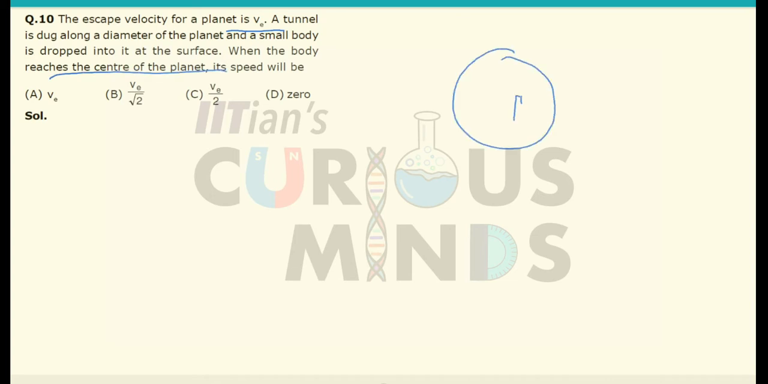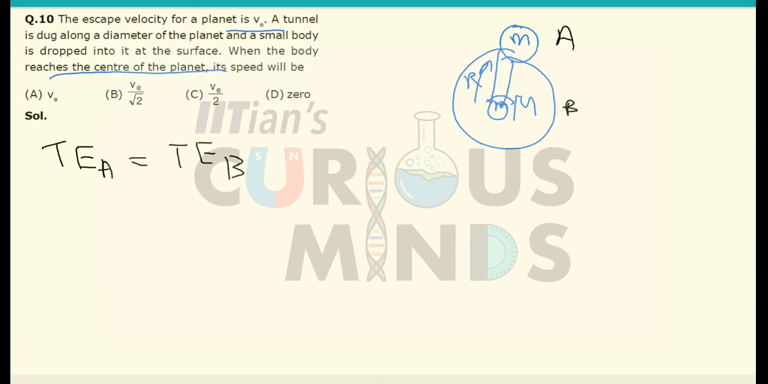If I consider a planet of mass M and there is a small body of mass m placed on the surface of the planet, and it is dropped inside the planet till it reaches the center of the planet. Initially its distance was equal to r. Now I can say that if this is position A and this is position B, the total energy of the entire system at position A will be equal to the total energy of the entire system at position B.